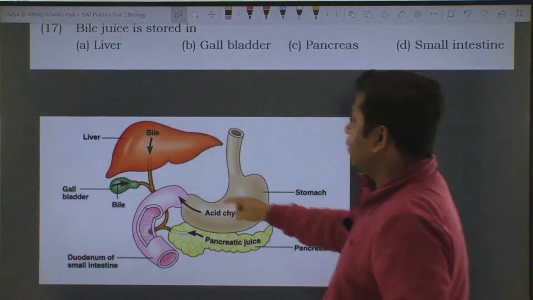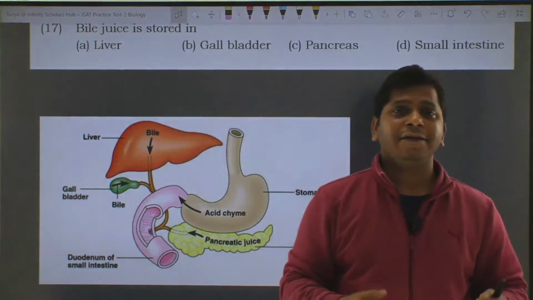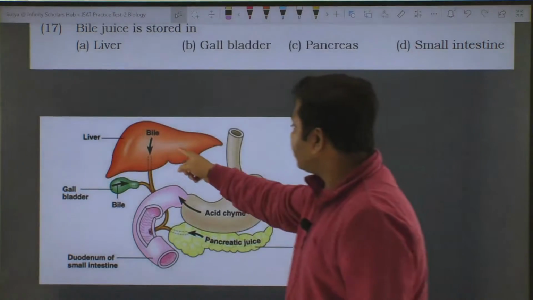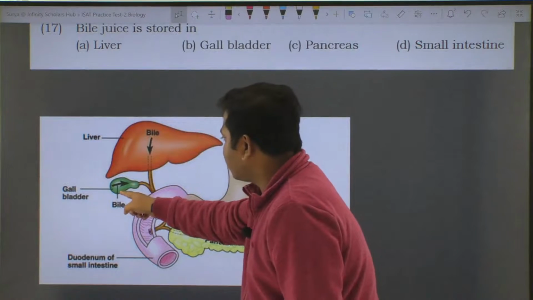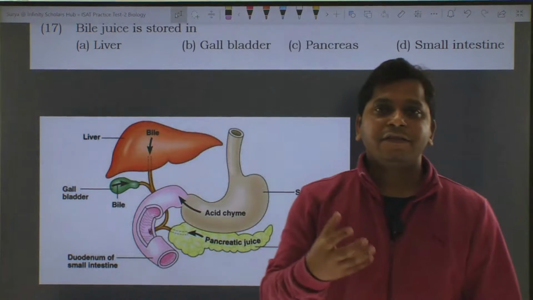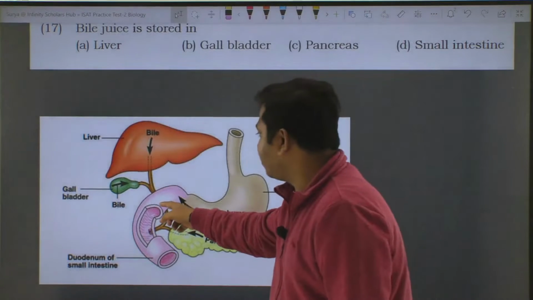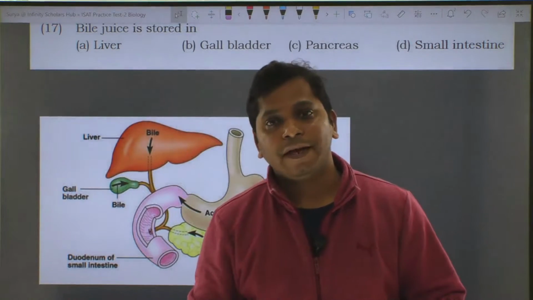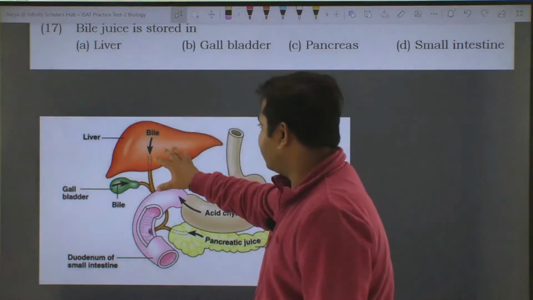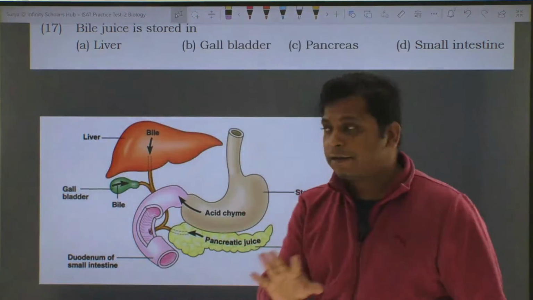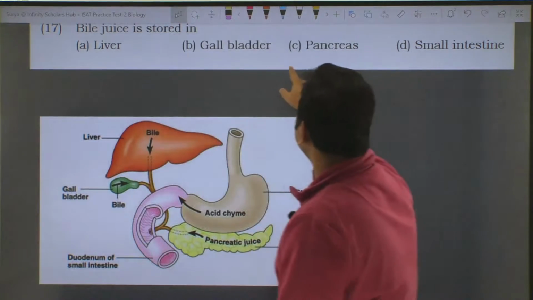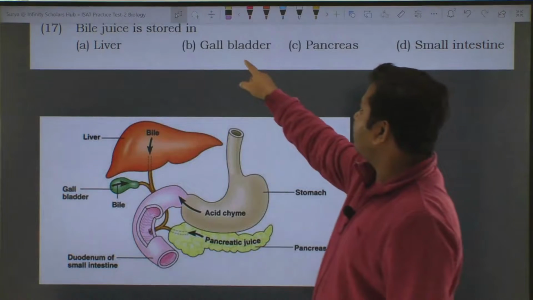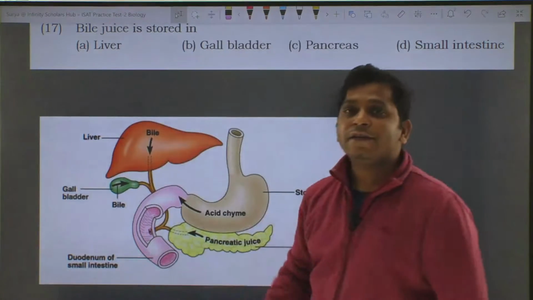As we know, bile is produced by the largest gland of our body, which is the liver, and temporarily this bile juice gets into the gallbladder, where it is stored before it is delivered into the small intestine, where it helps in the process of digestion. Bile juice is secreted by the liver and it is stored in the gallbladder. So the question that has been asked here is where it is stored, not where it is produced.